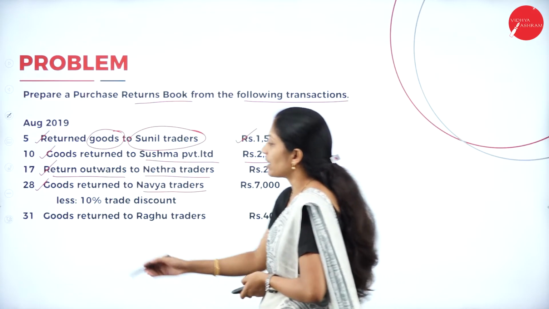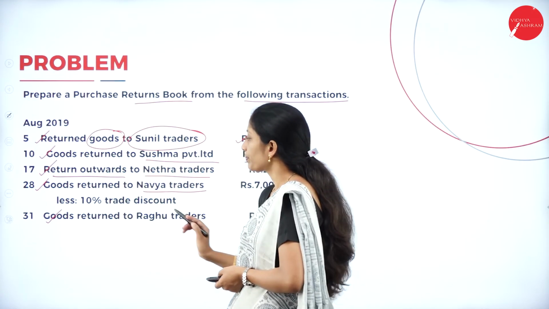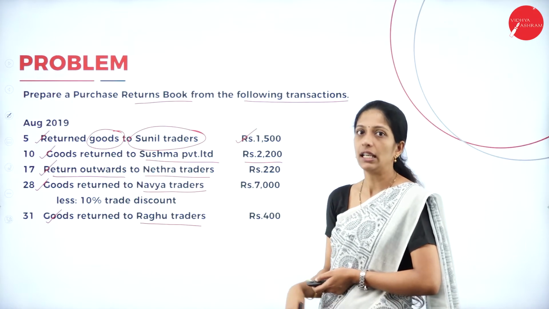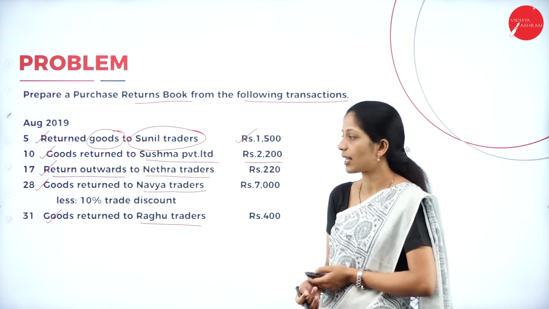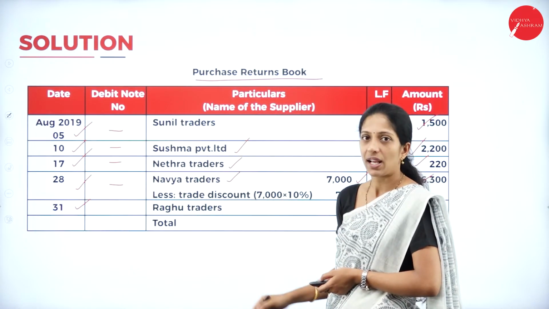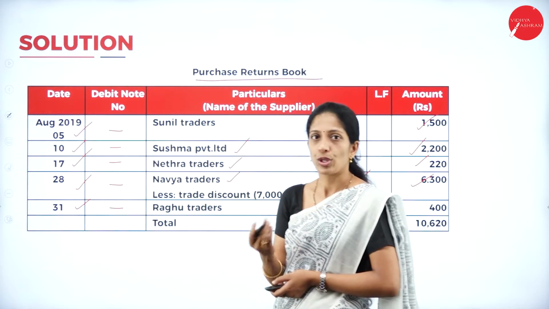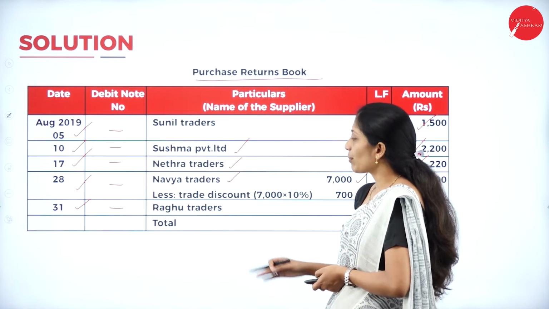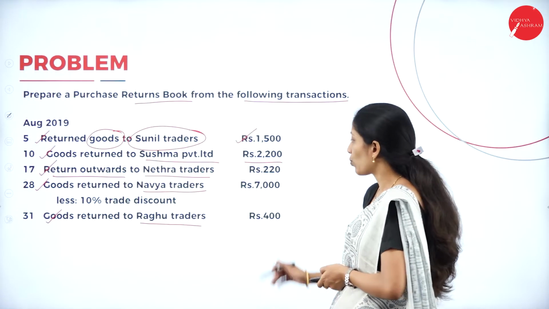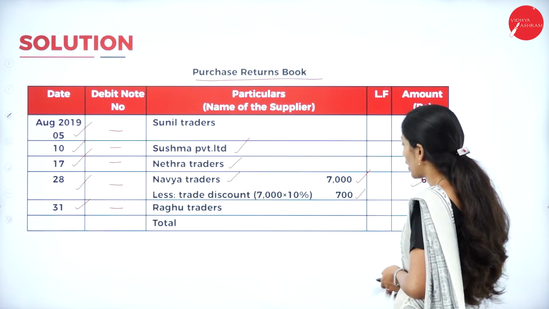Next one, 31st, goods returned to Raghu Traders. Now here also they have given the name of the supplier. So how do you write in your purchase returns book? Write the date 31st, and name of the supplier is Raghu Traders, and they have not given the debit note number. So let it be blank, and what is the amount? 400. So write the amount 400.